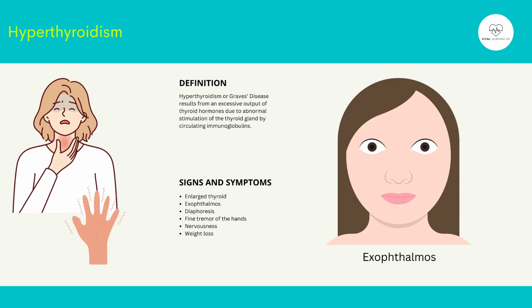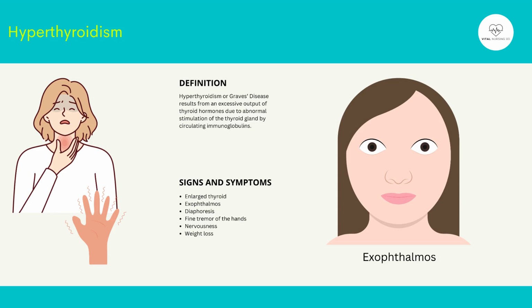Now let's go over the signs and symptoms of the patient. Here are the following signs of symptoms. Enlarged thyroid gland caused by tumor. Exophthalmos, which is the protrusion of the eyeballs. This is due to lymphocytic infiltration which pushes out the eyeball. Diaphoresis, which is sweating. This occurs due to excess thyroid hormone raising the metabolic rate.